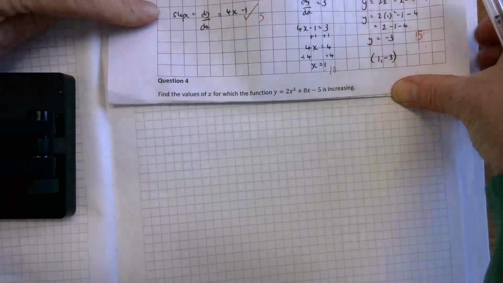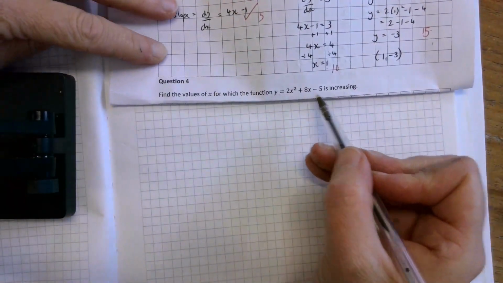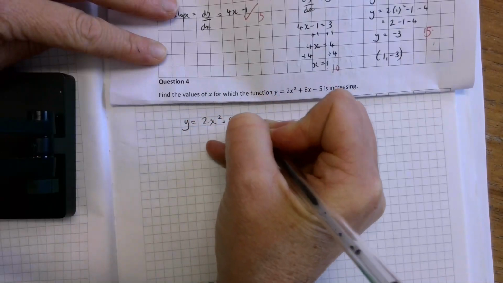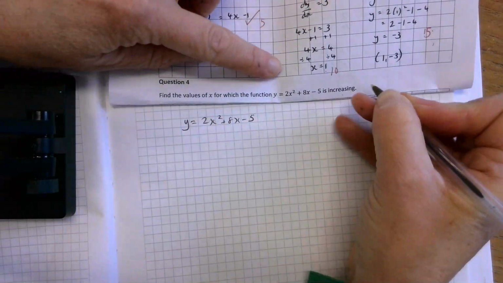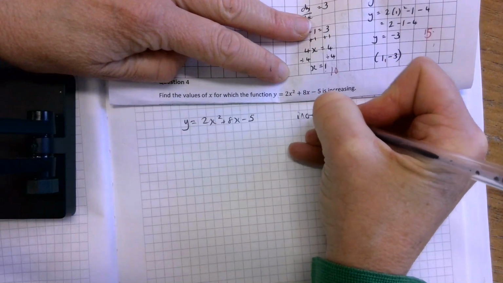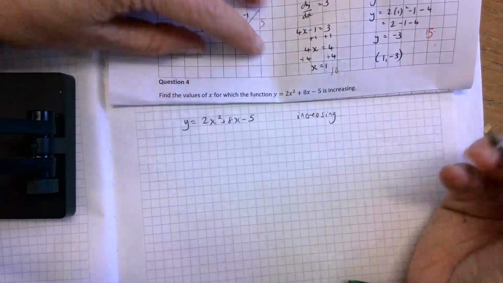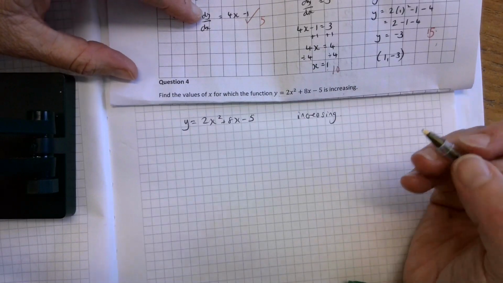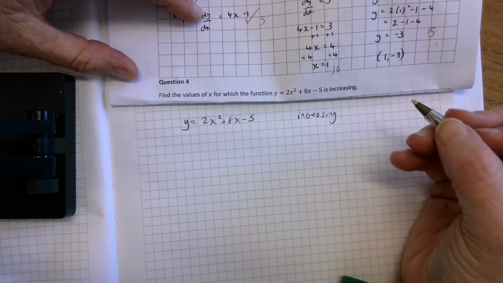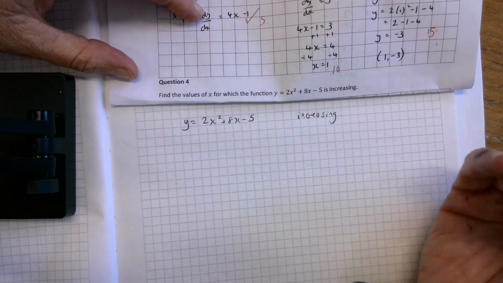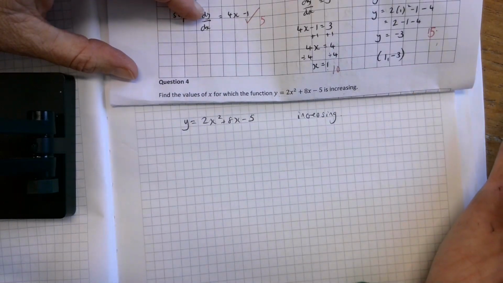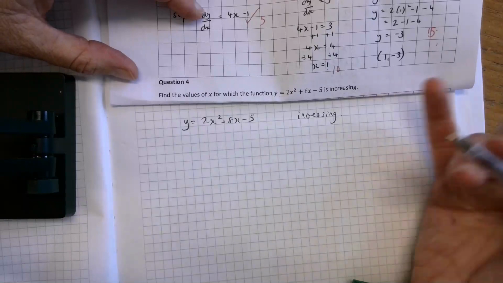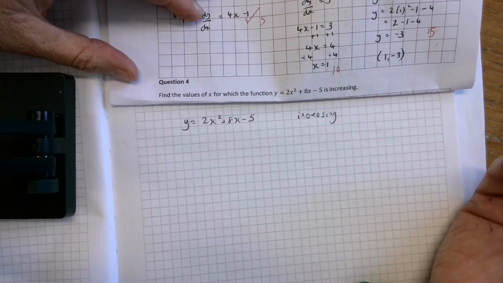So the values of x for which the function y equals 2x squared plus 8x minus 5 is increasing. This was the bit that probably caught a lot of you: increasing. Lots of you found dy/dx and put it equal to 0, and you got some marks, because that's great. You knew you had to differentiate, and you remembered something about setting it to 0. If you're not sure what you're doing, it's well worth doing that.